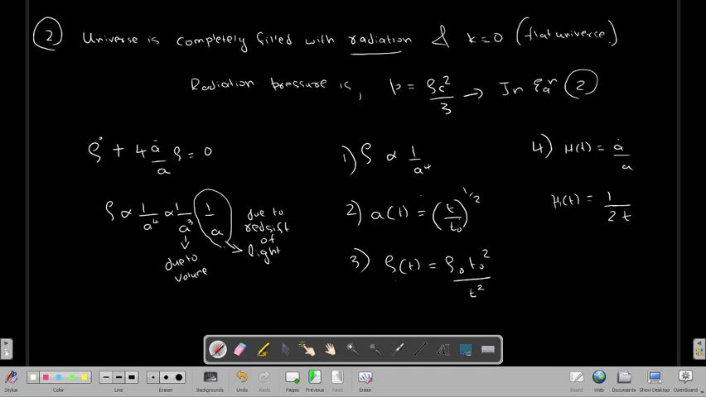But you can see that as time increases, as t increases, H of t decreases. So actually the solution says that as the age of the universe increases, the rate of expansion of the universe will decrease. This is valid when the universe is totally filled with radiation. There is nothing else other than radiation.